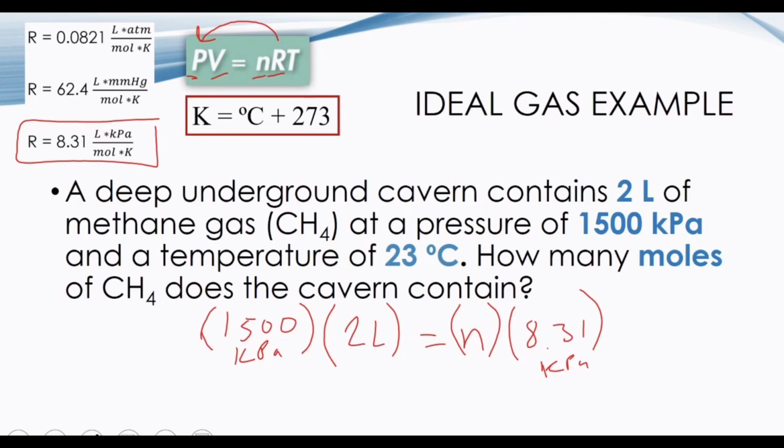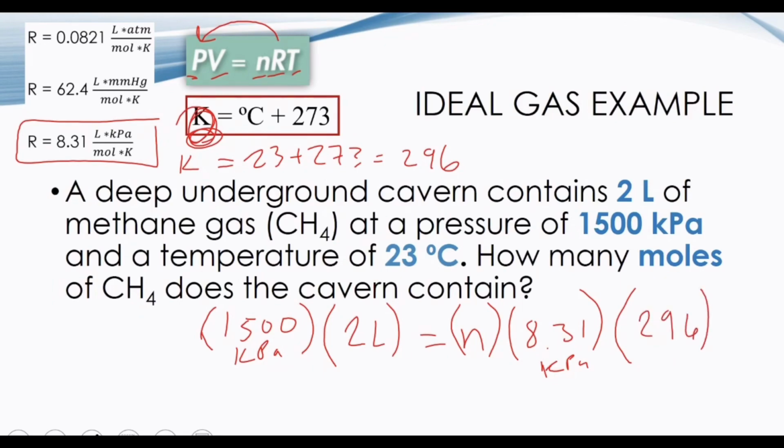The last part of our ideal gas equation is temperature. We make sure temperature is always in Kelvin. Here the problem gives us 23 degrees Celsius, so all I'm going to do is 23 plus 273, and that's going to give me 296. So that's the number I'm going to input into my equation: 296, and that is in Kelvin.